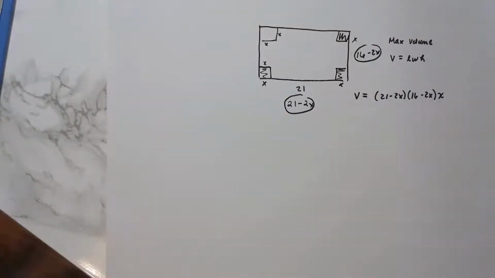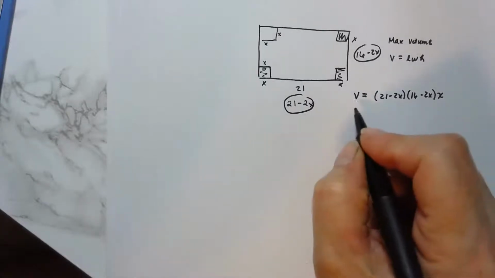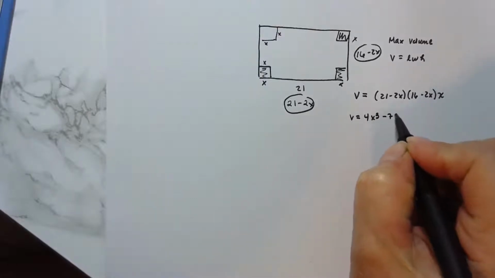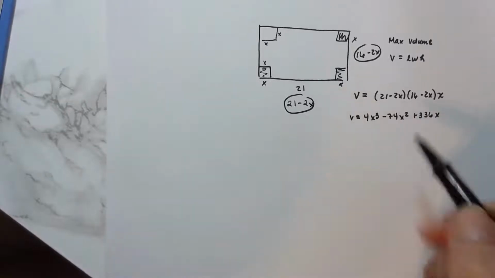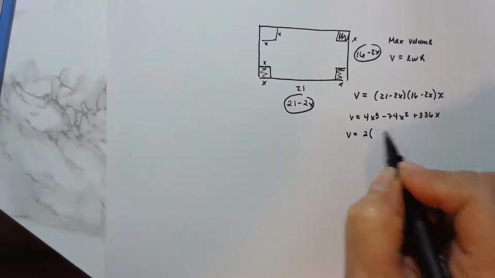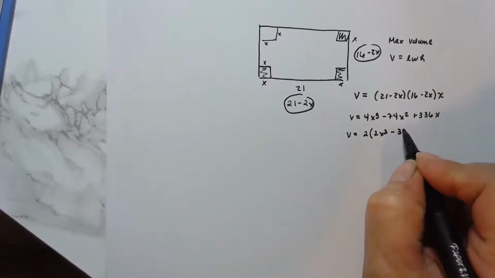Remember, I'm going to have to take a derivative and set it equal to 0 and solve for the critical numbers in a minute. So I'm probably going to want to expand this out a little bit. We would get 4x cubed minus 74x squared plus 336x. And I'm noticing that everything's divisible by 2, so you can just pull a 2 out. What would that be? 2x cubed minus 37x squared plus 168x.